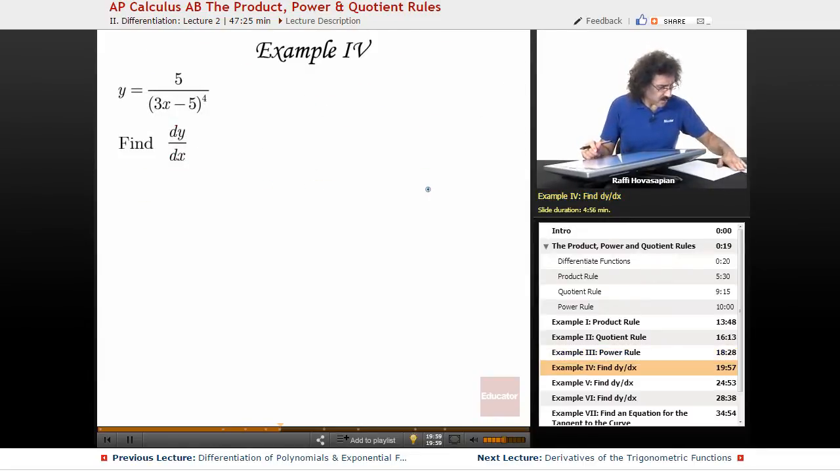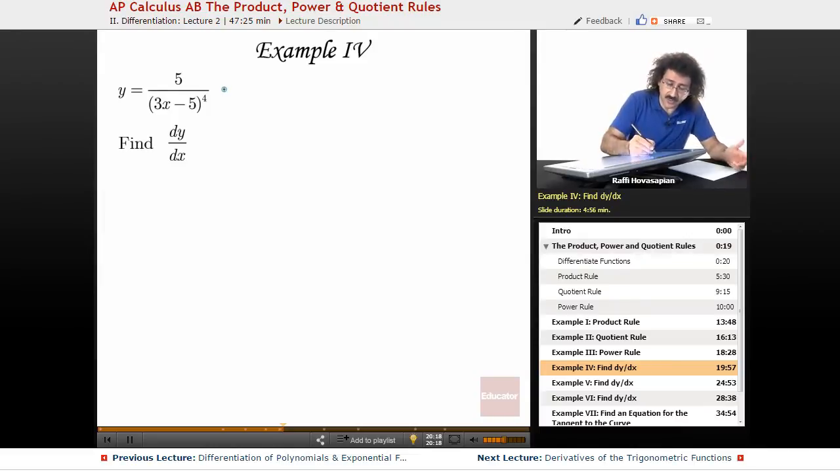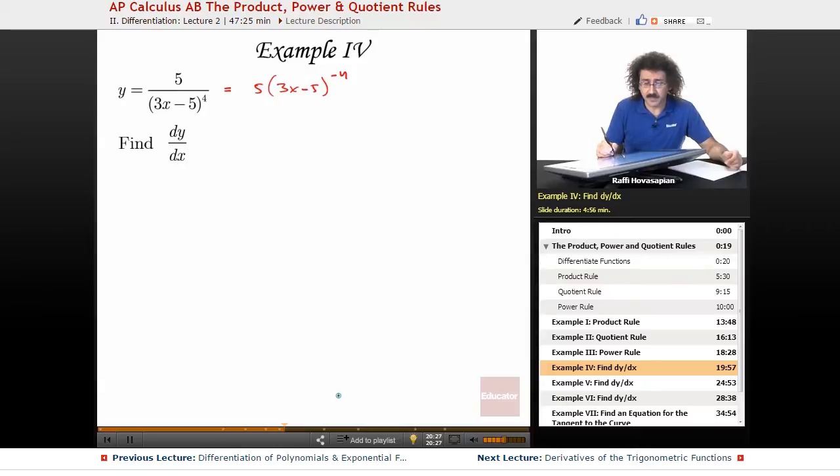Example number 4. Y equals 5 over (3x minus 5) to the 4th. Well, it is a quotient in the sense that you have 5 over that, so you can certainly use the quotient rule. Another way to handle this is actually just the power rule, believe it or not, because I can write this as 5 times (3x minus 5) to the minus 4th power.